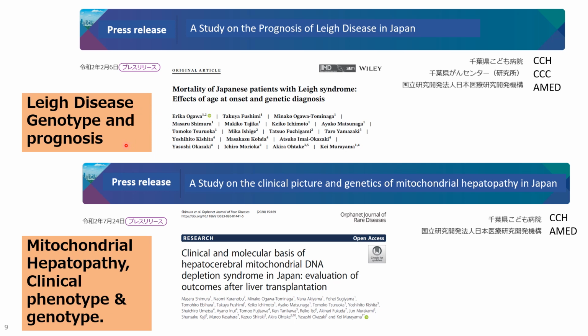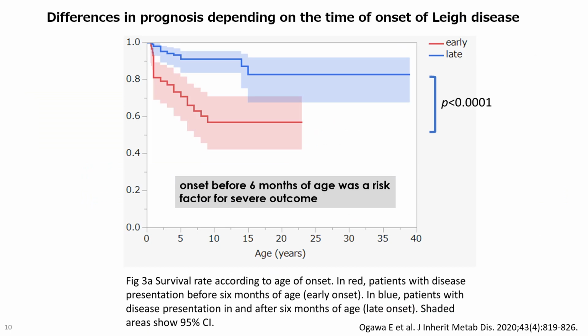This is Leigh syndrome, and this is mitochondrial hepatopathy. This slide shows the difference in prognosis depending on the time of onset of Leigh syndrome. In red, patients with disease presentation before 6 months of age. In blue, the patients with late onset. Onset before 6 months of age was a risk factor for survival outcome.